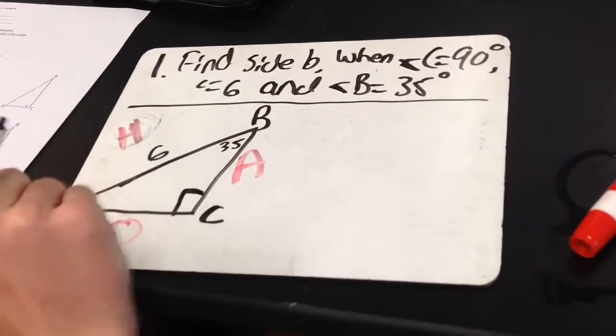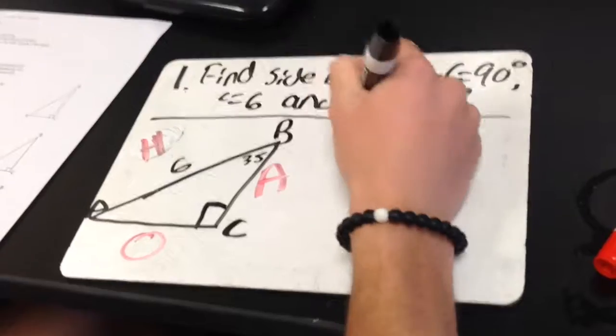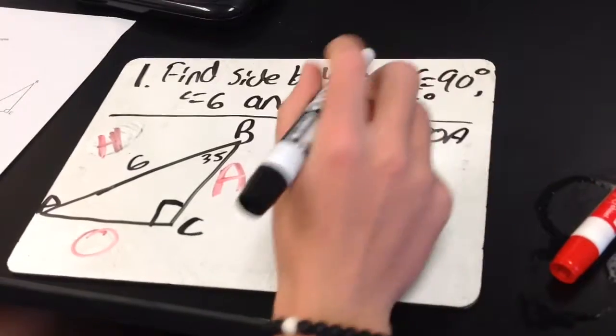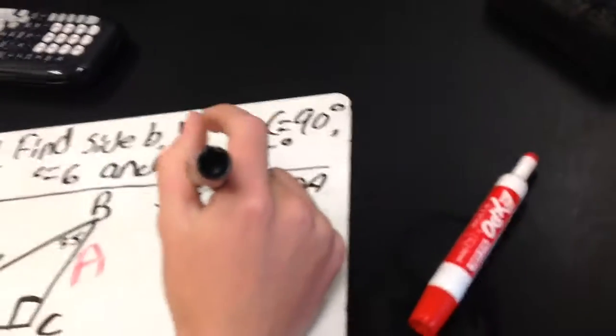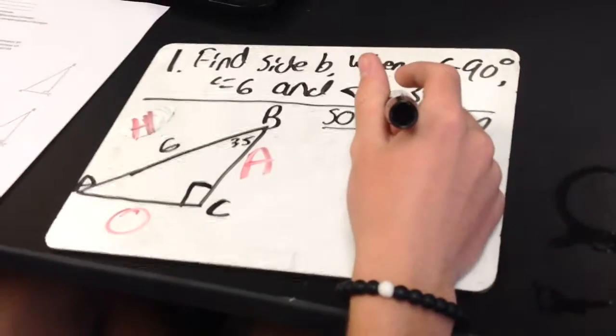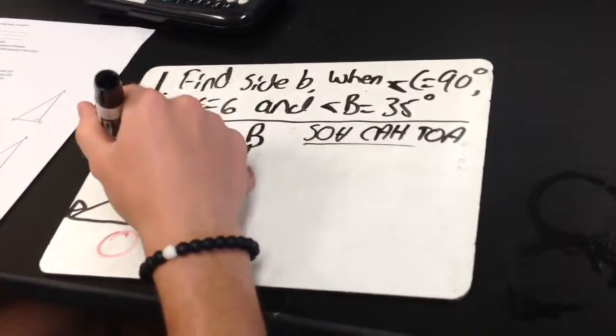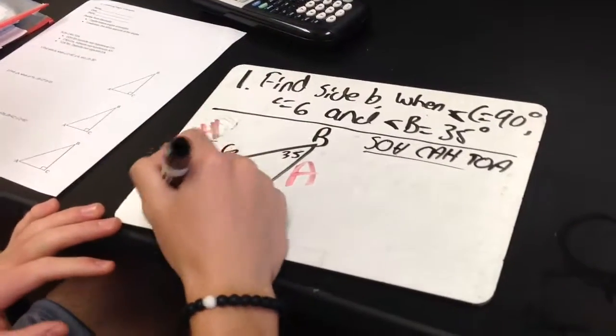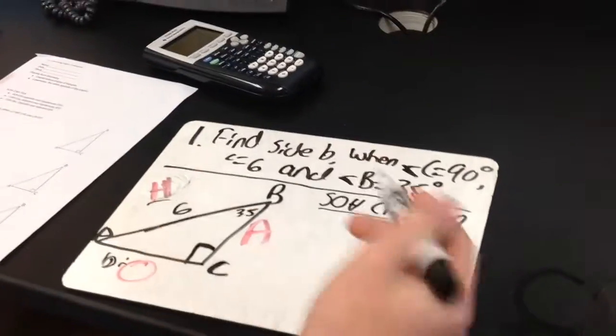Alright, so now we can figure out what we would use from the TOA formula. Now, TOA is this formula right here. Now you need to figure out what operation to use. So you see that you have H, and you're looking to find now side B, which is right here. So you have the hypotenuse, and you're looking for the opposite. So the O and the H would be SO. Now you use the sine operation.